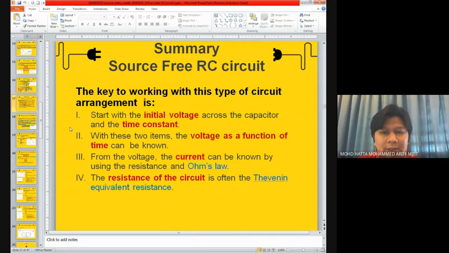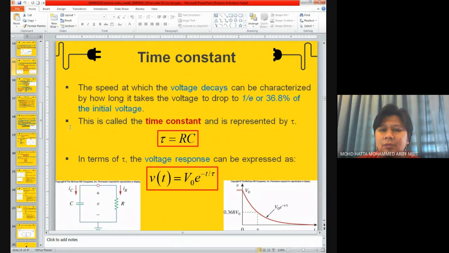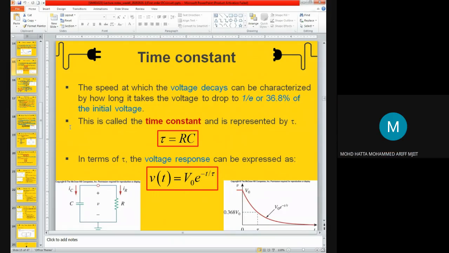The time constant here for RC is given by this equation, tau equals RC. And at the end, for a source-free RC circuit, the voltage response can be expressed as the equation below. V of t equals V naught, where V naught is the initial voltage across the capacitor, e to the power of negative t over tau. Tau is given as RC.